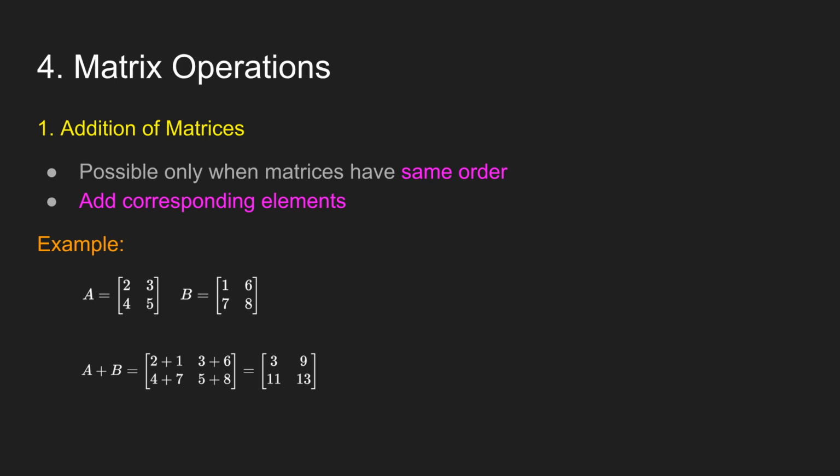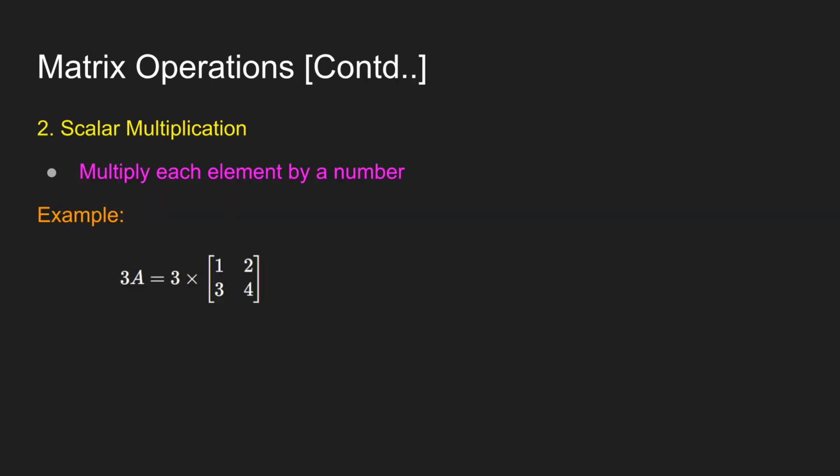Moving to matrix operations, the first is addition of matrices, which is only possible if the matrices have the same order. To add 2 matrices, we simply add their corresponding elements. The result is a new matrix of the same order. Scalar multiplication involves multiplying every element of a matrix by a single constant number, known as a scalar.